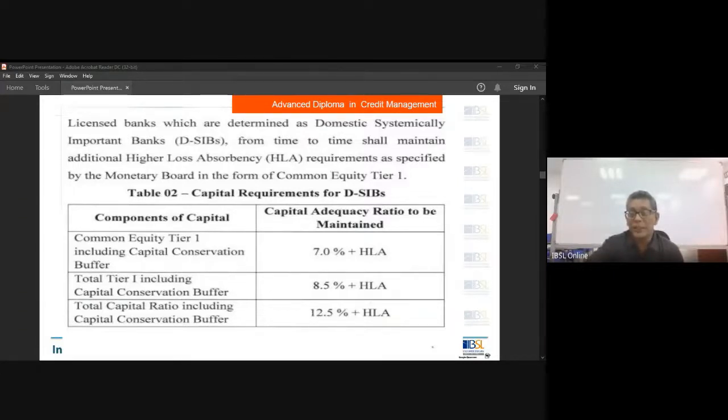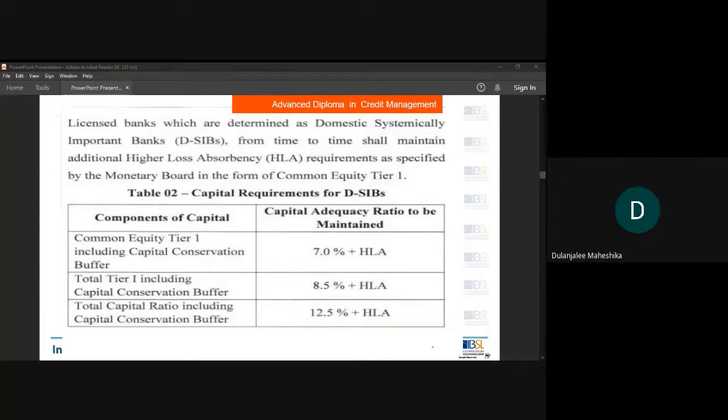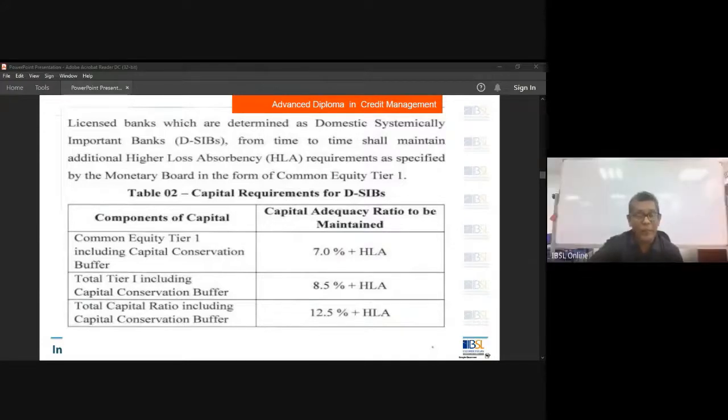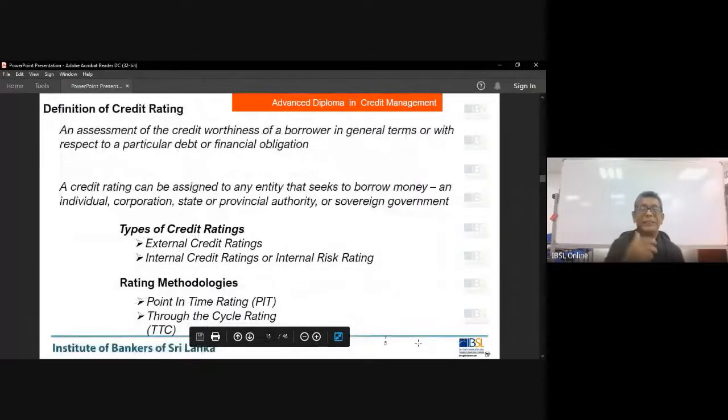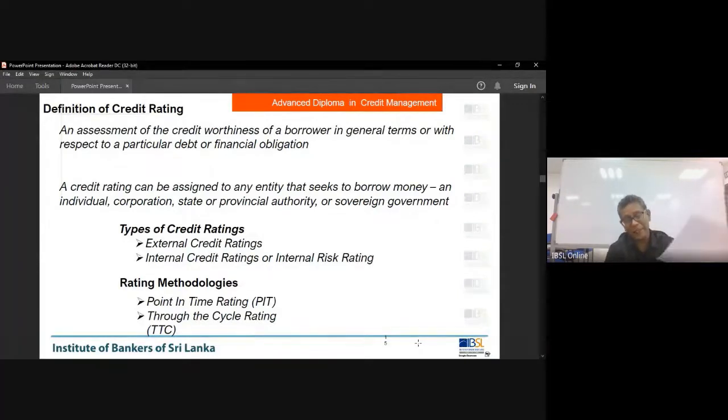Dulanjali, you're from Bank of Ceylon. Yes, sir. All right, you understood? Yeah. Right. So now we move into the most interesting topic, right? These days, people are talking about what? The credit ratings. Now, what happened to Sri Lanka's credit rating recently? Can anyone give me an idea? What is the hot news about the credit rating?